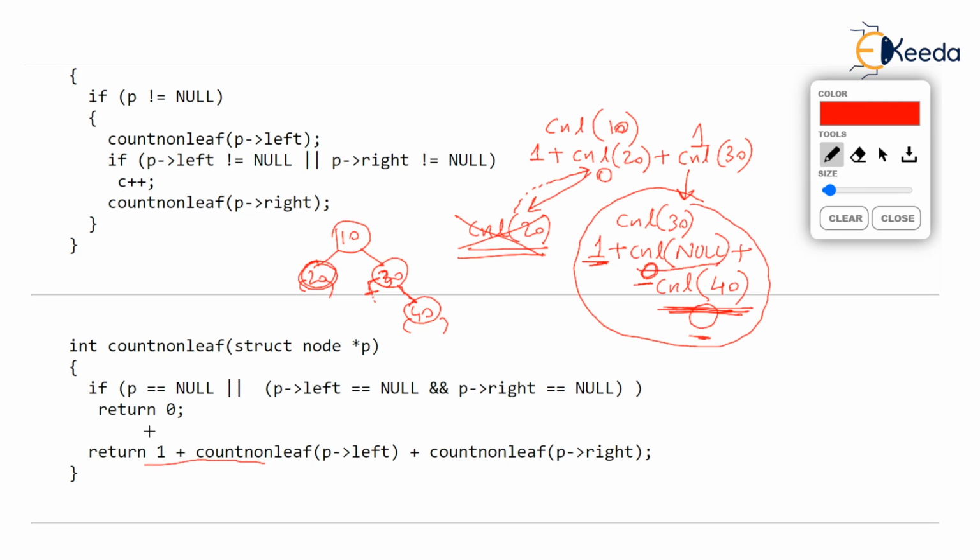See, 30 now knows that towards its left and right there are no non-leaves. In fact, 30 itself is a non-leaf. So now the function count non-leaf 10 returns 1 plus 0 plus 1. So the function count non-leaf 10 returns 2. And genuinely there are 2 non-leaves in this tree.